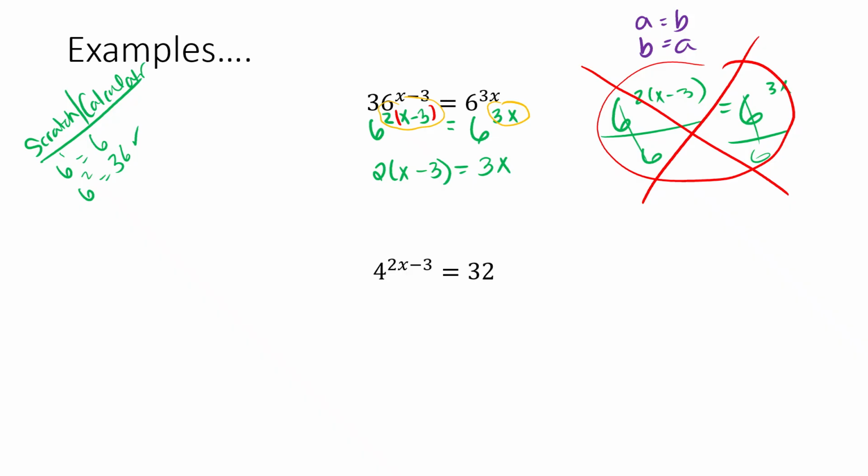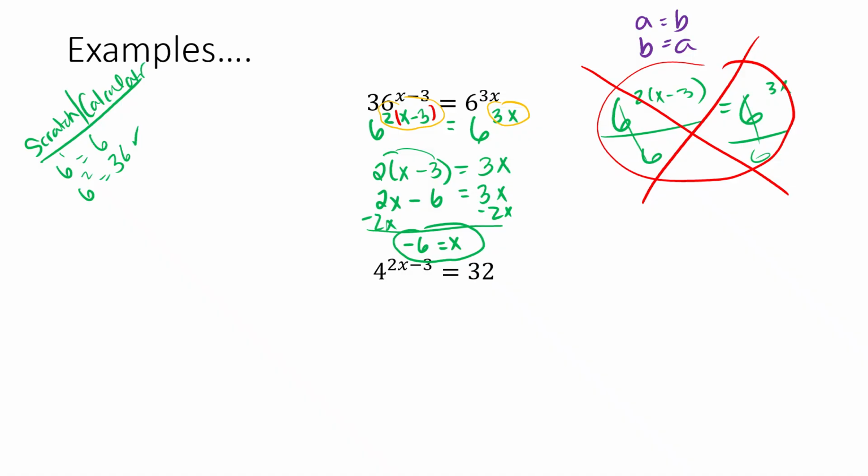Now from here, we have our linear equation. So I'll go ahead and distribute my 2, and I'm going to subtract 2x from both sides, and I get -6 is equal to x. Yay. Ta-da.